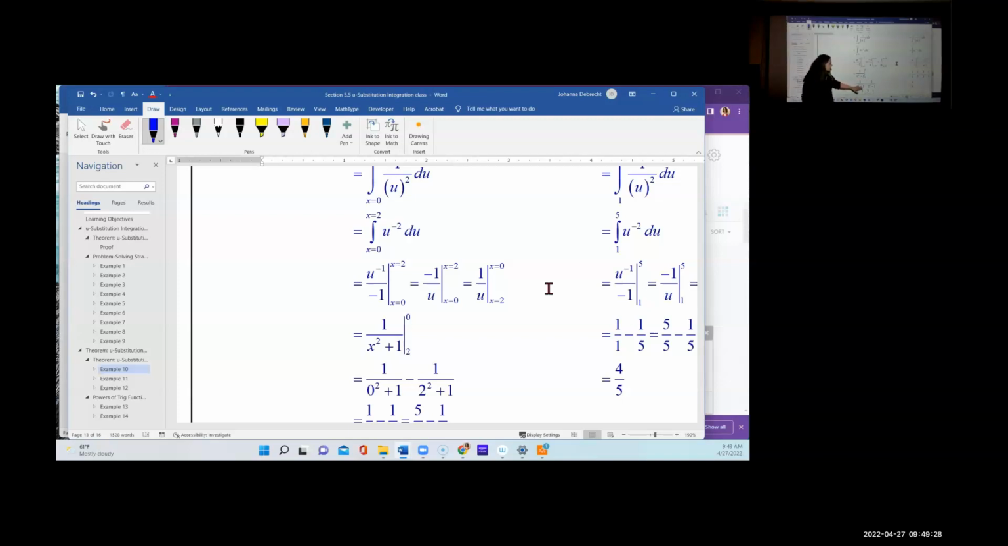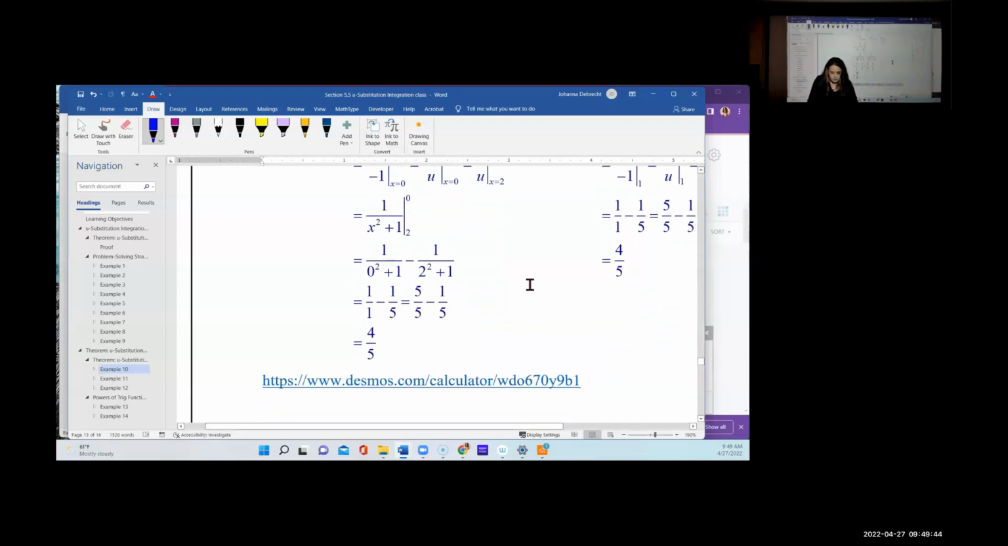All right. Now I substitute in the upper limit of integration, which is 0 after I switch the order. And then I substitute in the lower limit of integration, which is 2 after I switch the order. And I subtract those two values. After doing a little bit of arithmetic, you'll end up with 4/5.